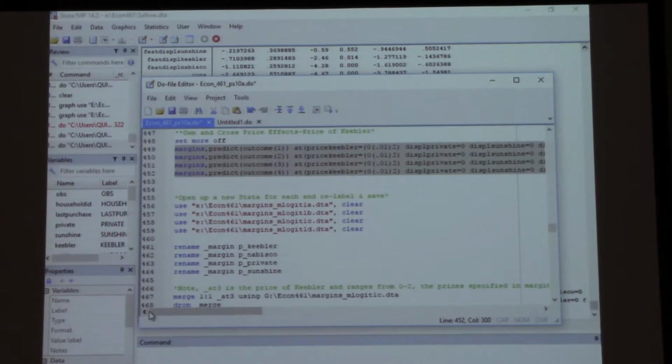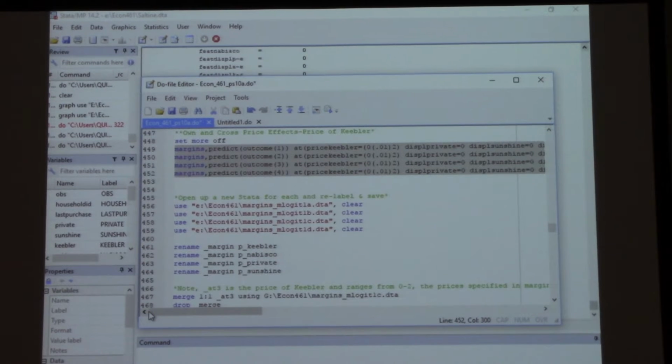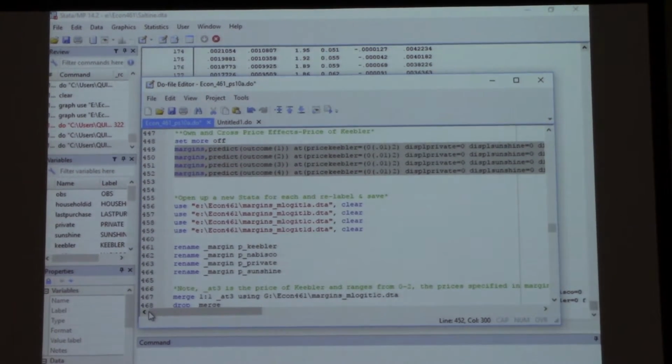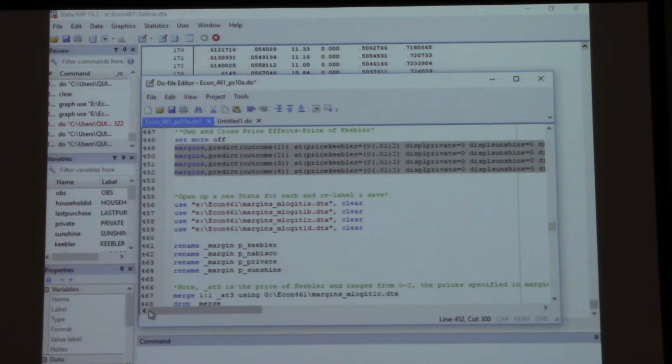And then I need to open them up one by one. And that's what I'm doing here. I can't open this.